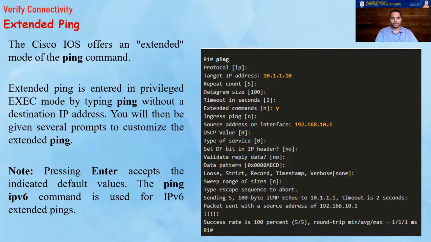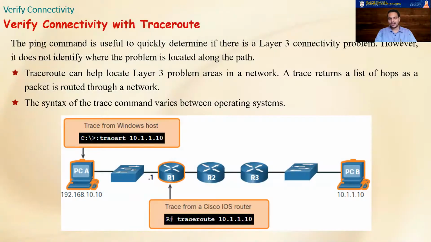Okay, you can try this also. Extended ping is there. The next other tool that we use extensively is traceroute. You know how traceroute is used, and it gives you an idea of how many hops are required to reach the destination. This also will help you to locate the problems that happen in your layer 3. Traceroute returns a list of hops as a packet is routed through a network.